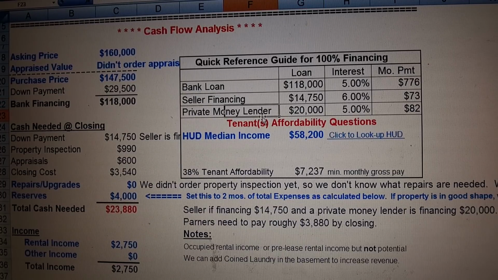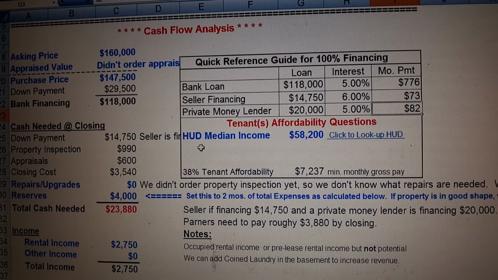Okay. Now we also have a private money lender. So my partner, that's why I'm partnering with him, he knows someone who's willing to give $20,000 at a 5% interest rate, interest only, amortizing 5 years as well. That comes out to a monthly payment of $82 per month. Okay, so that's 100% financing right there, people. Okay, a little more than what we needed.